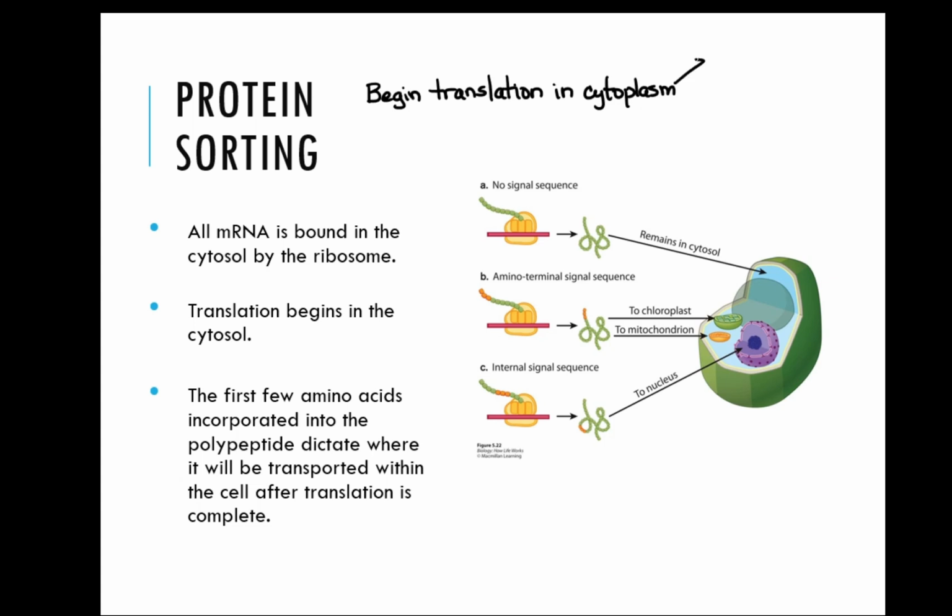Now some proteins are going to stay in the cytoplasm. Those are the easiest ones. And some proteins are going to go through the secretory system.